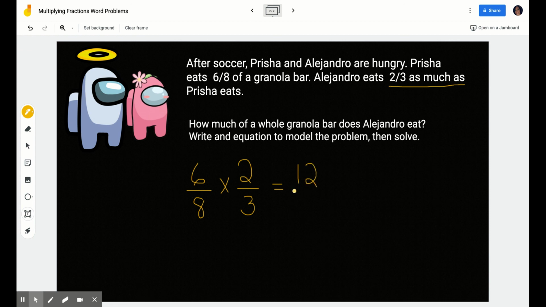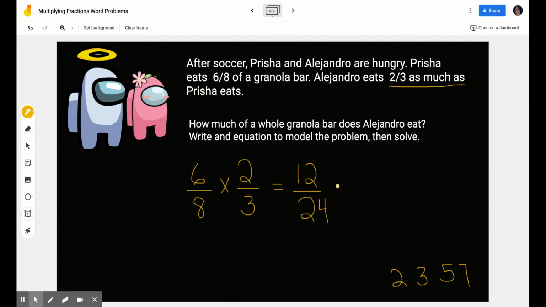The standard algorithm for multiplying fractions says that we can multiply straight across the numerator. 6 times 2 is 12. And straight across the denominator. 8 times 3 is 24. Now, last step, we're going to need to put this into simplest form or lowest terms. Again, we can use that strategy to divide by 2, 3, 5, or 7 until we cannot divide anymore.